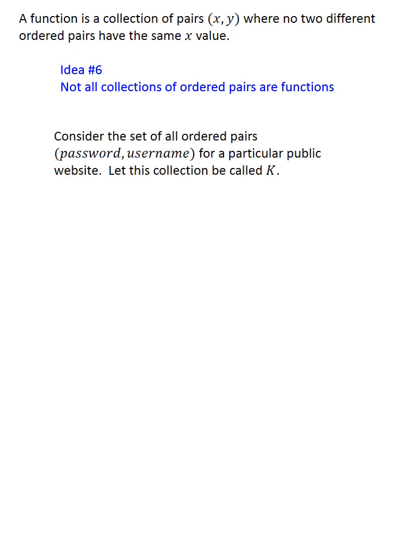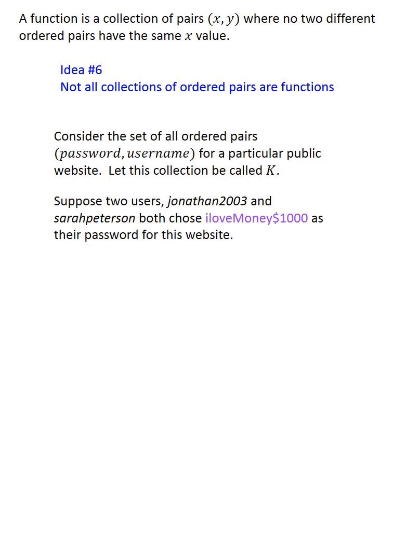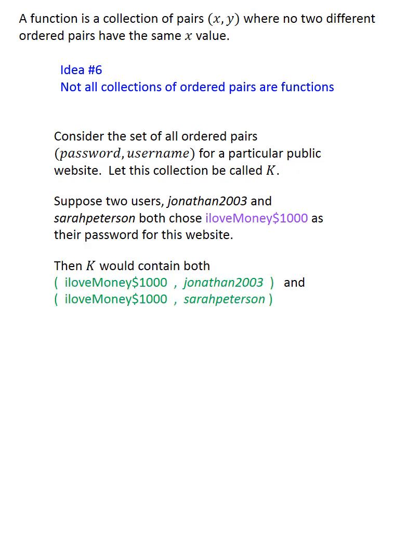Here's the first one. Consider the set of all ordered pairs password, username for a particular public website. Let's call this collection K for no particular reason. And suppose in this public website with potentially millions of users, there are 2 of them that both chose I love money 1000 as their password for the website. Well, since our collection of ordered pairs is password, comma, username, then this collection K would contain both I love money 1000, Jonathan 2003 for that user, but it would also contain I love money 1000, Sarah Peterson.